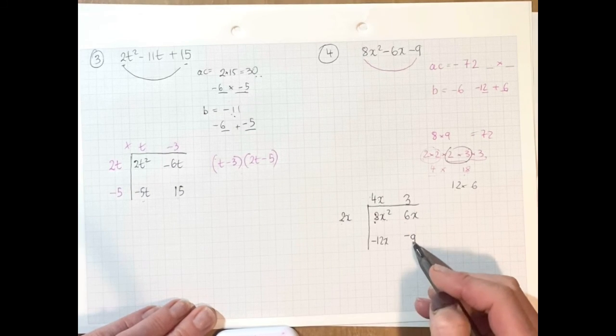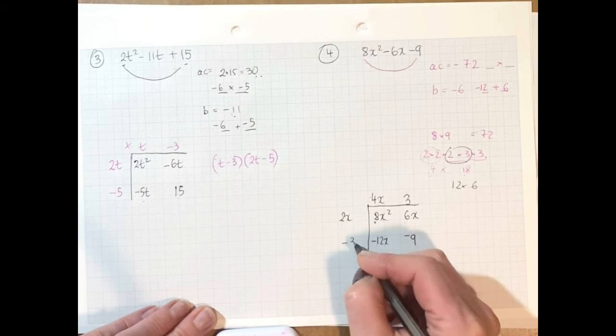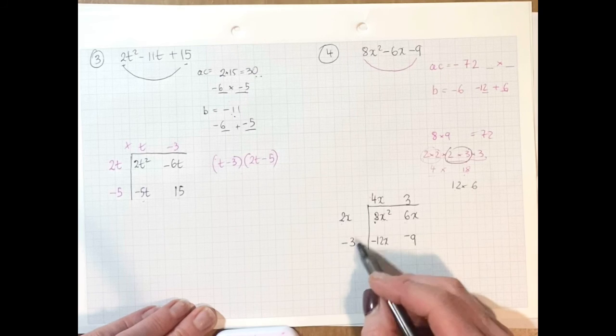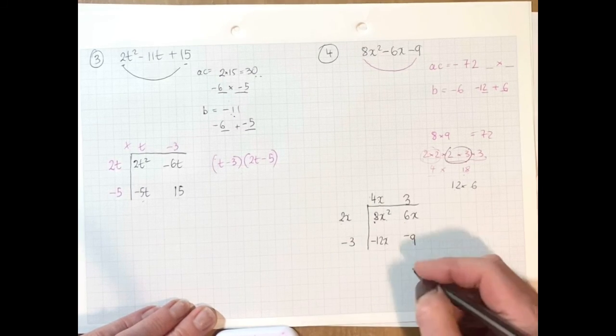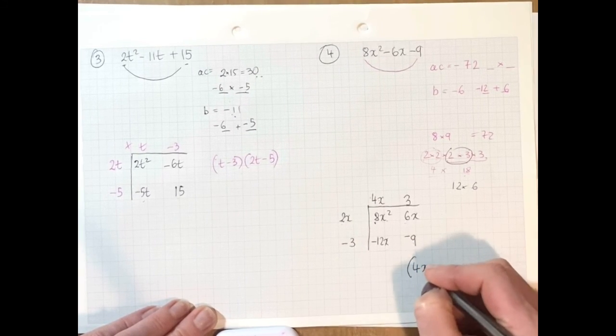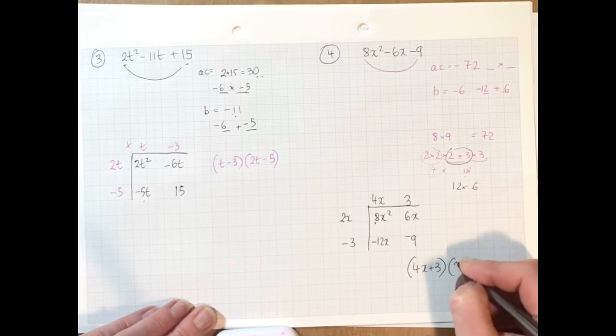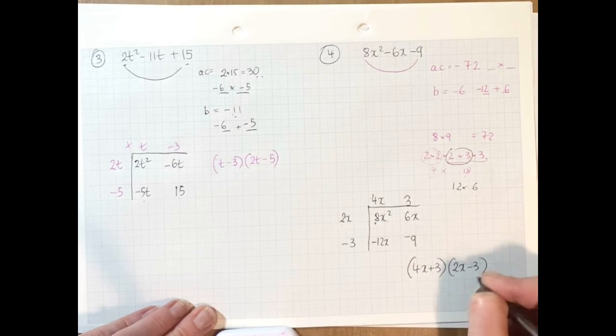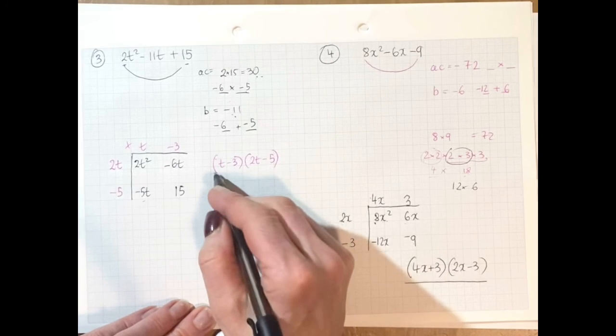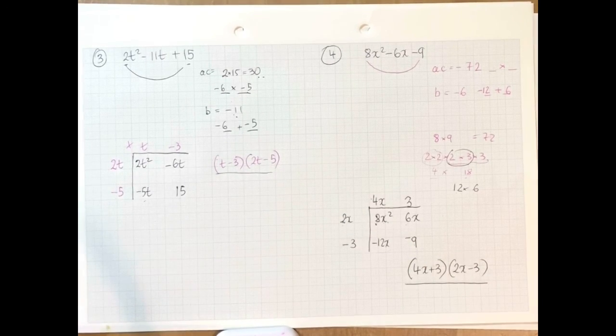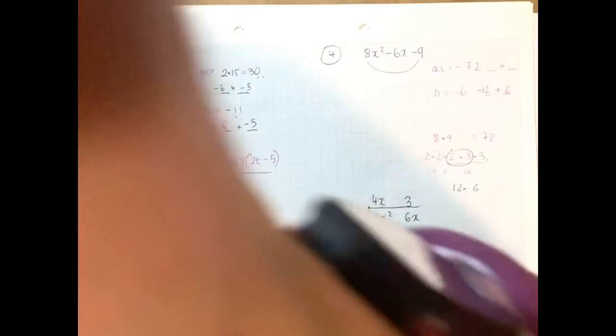And 3 times something gives me minus 9, that's minus 3. And just double check, minus 3 times 4x is minus 12x. So the bracket is 4x plus 3 multiplied by 2x minus 3, and that's the answer. So hopefully you're ready now to have a go at some questions.